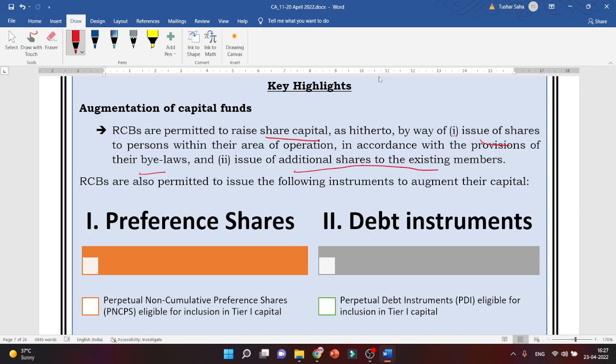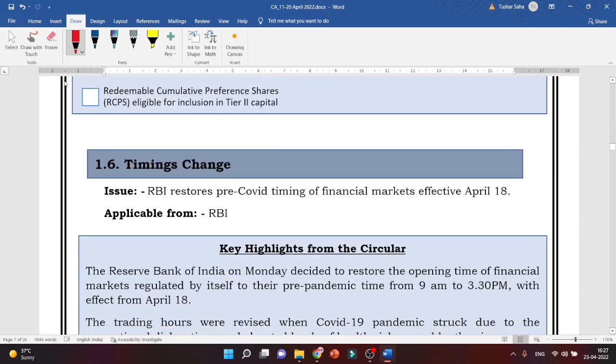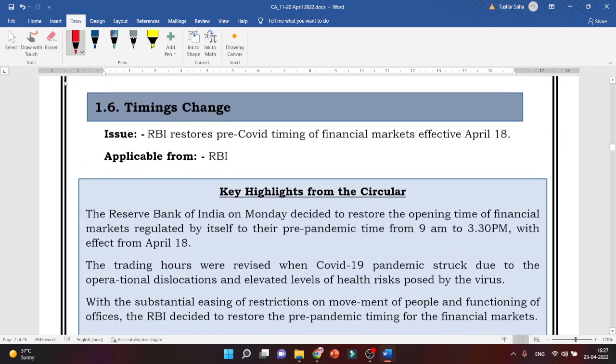Issue of additional shares to the existing members. Okay, and they are also permitted to issue the following instruments, right? The preferential shares, under preferential shares, all this, under debt instruments, all these things, right? So initially they were not allowed, now they are allowed. Then the timing change. Okay, so consider this as the only one, it may ask the time in phase 1 only, right? So RBI restores pre-COVID timing of the financial markets effective April 18.